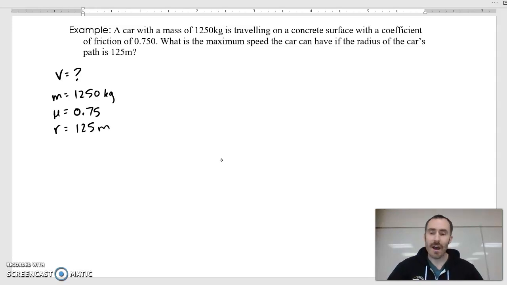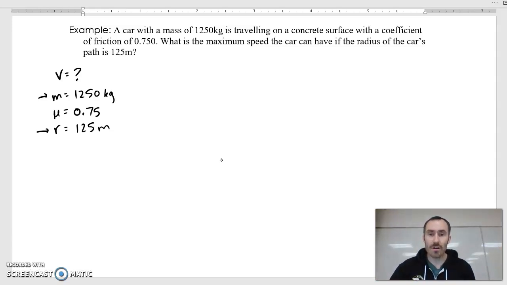Now, often when you make this list, you can see an obvious formula that you're going to use to find the missing piece. In this case, these things just do not work together very well, but we should ask ourselves, what do these three things give us that we can then use to figure out the velocity or the speed? So I can see this m and this r over here. They could be part of that centripetal force equals mv squared over r situation. The problem is then that I don't have centripetal force, right? I have no way of calculating what the centripetal force is.